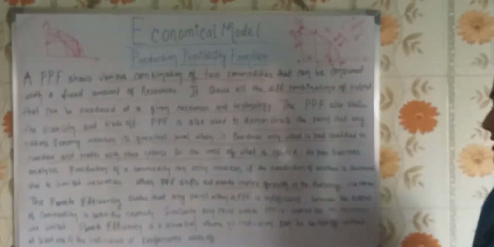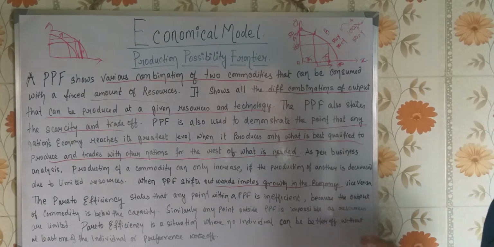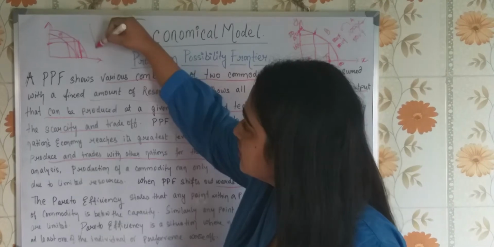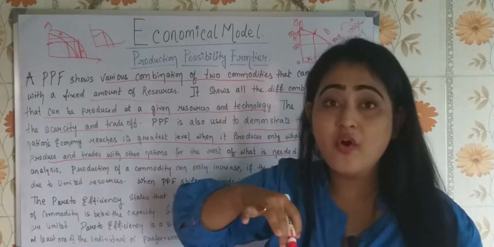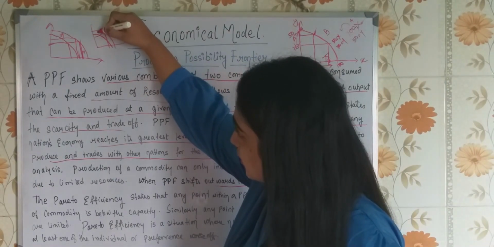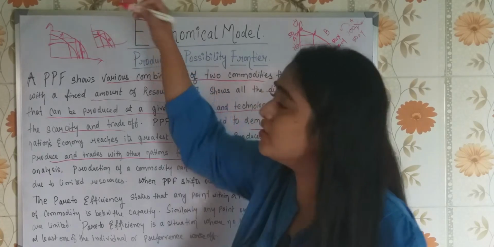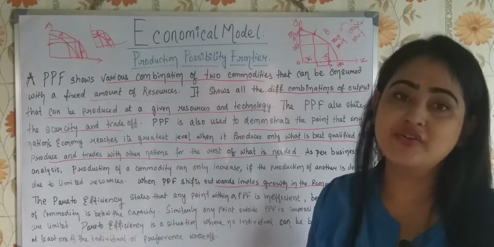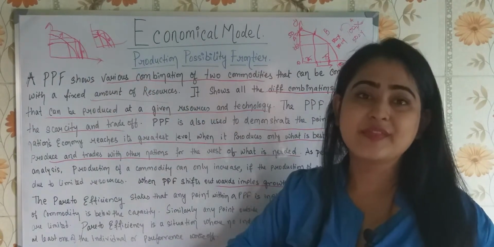So that is what is said here, that when PPF shifts outward, it implies growth in the economy, and vice versa. If the PPF curve is shifting inward, this was the PPF, this is what I have or what I can produce. Now if it is shifting inward, it means if I want to produce the same level of Y, I have to reduce the production of X. I still have to reduce the production of X. Why?